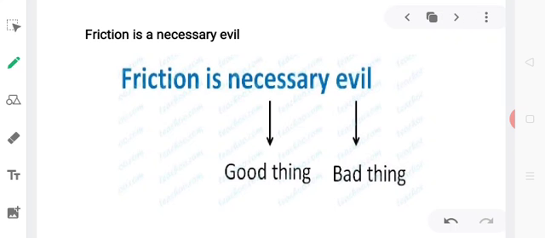Now a very important topic of this discussion. Friction is a necessary evil. Two contrasting terms have been clubbed together. How can a certain quantity be both necessary as well as act as a disadvantage? It is a necessity because we cannot do without it. At the same time, it is an evil because it involves unnecessary waste of energy.